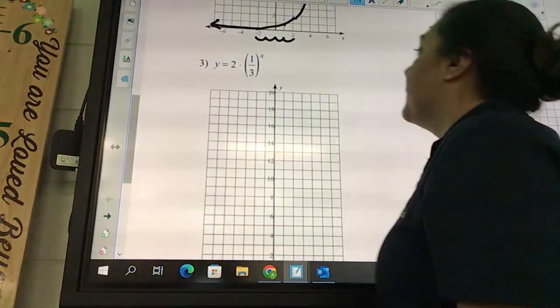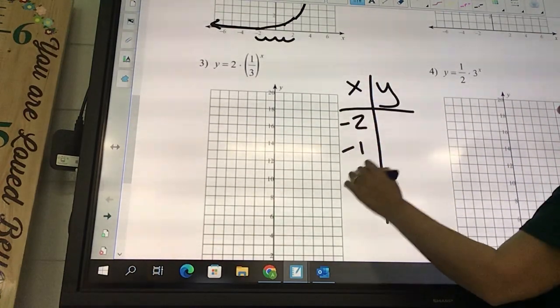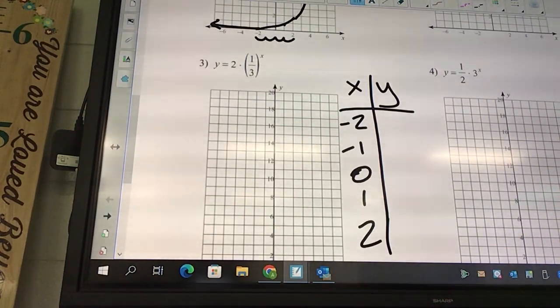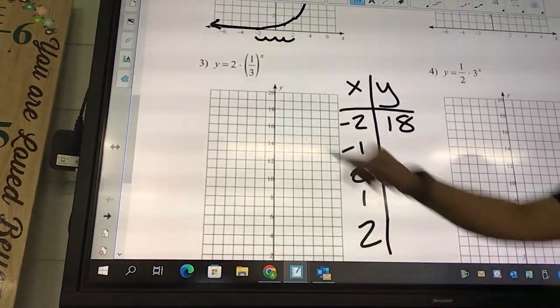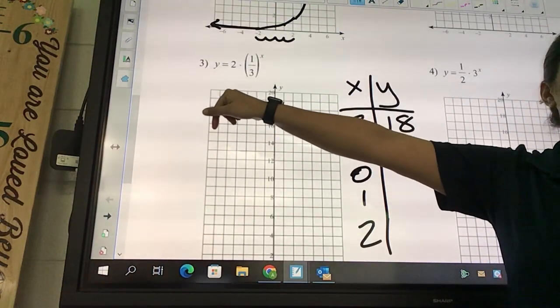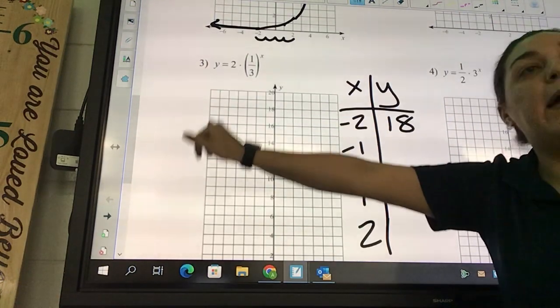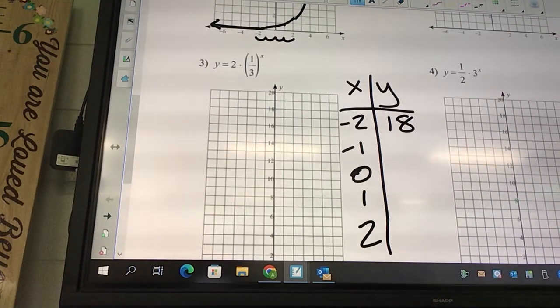Okay, look at 3. We're going to say x, y, and we're still going to use -2, -1, 0, 1, and 2. What number are we going to get at -2? 18. Does 18 make sense? That means I start my first point way up here. Is this growth or decay? Decay. So it should start off high and then go really low. That's why you should know what growth and decay look like, so you know if you typed it in right.